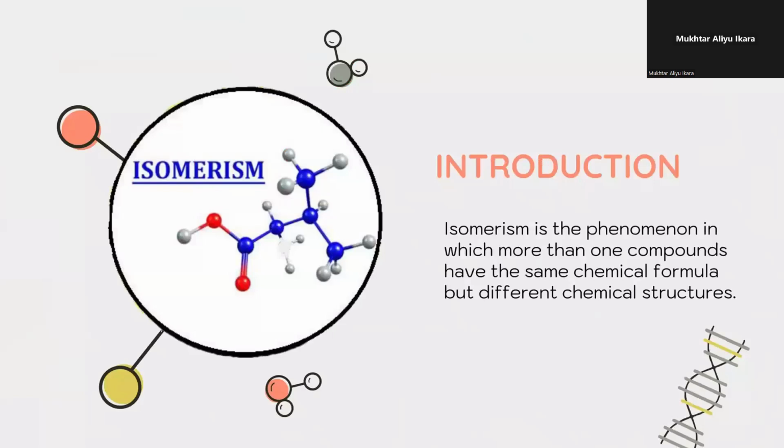For example, let me give examples of this isomerism. You can have a compound like this, and you can have a compound like this, let's say C4H10. You can see clearly here the number of carbon is 4 and the number of hydrogen is 10. But in terms of the arrangement, you can have something like this, and you can have something like this.